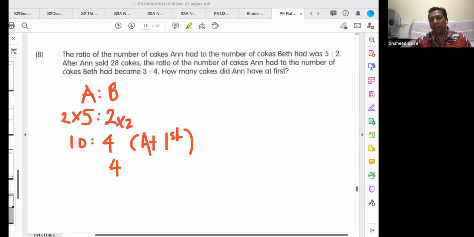Cannot be, lah. You know why it cannot be? You see the logic of it. Let me prove to you from the question. You say that Anne had 20 cakes at first. How can she sell 28 cakes? The question tells you she sold 28 cakes. Does it make sense? Just by reading the question, you know that you are guessing.